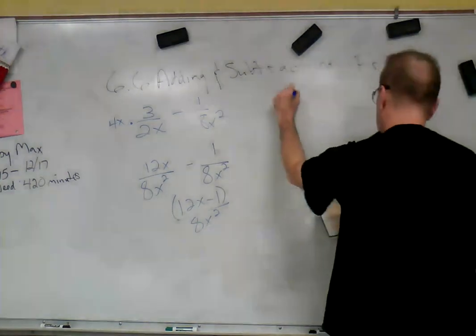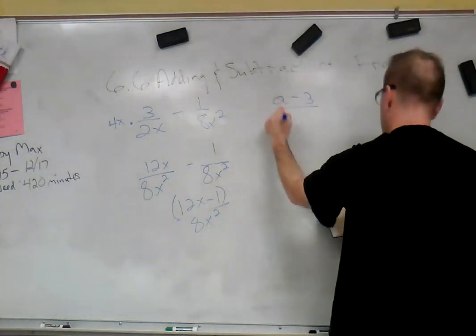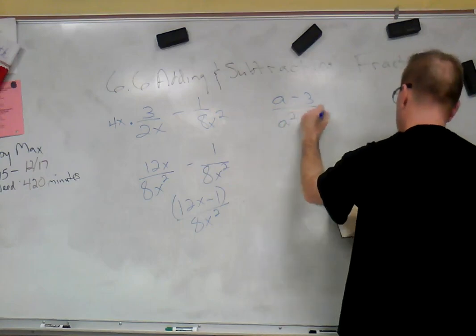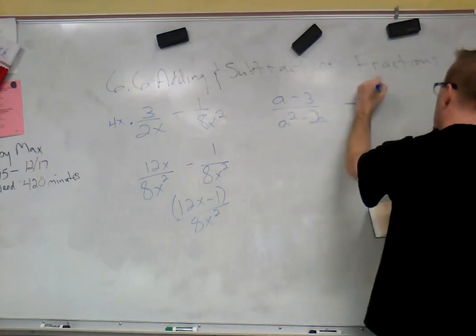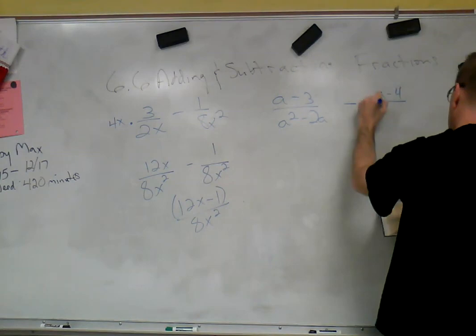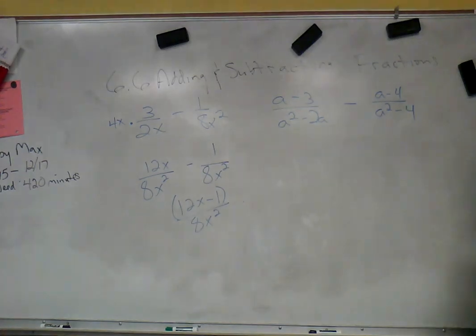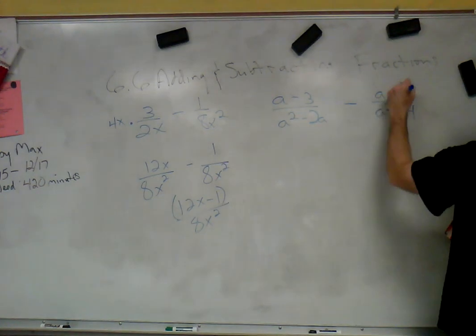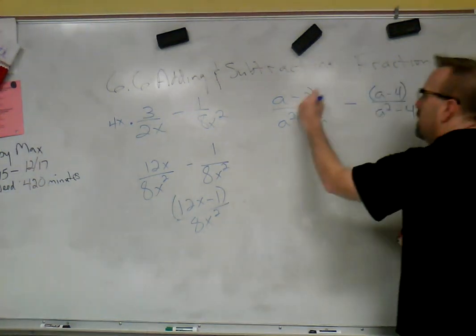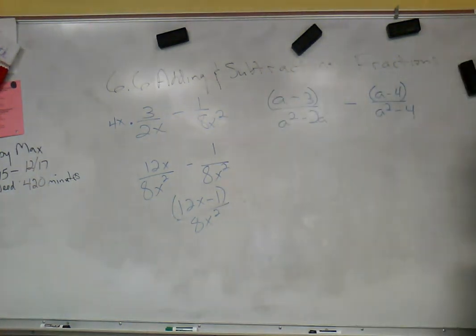Now let's get into the much more involved. All right, so we have a minus 3 over a squared minus 2a, minus a minus 4 over a squared minus 4. These top two do not have a square, so I want to put parentheses around them.